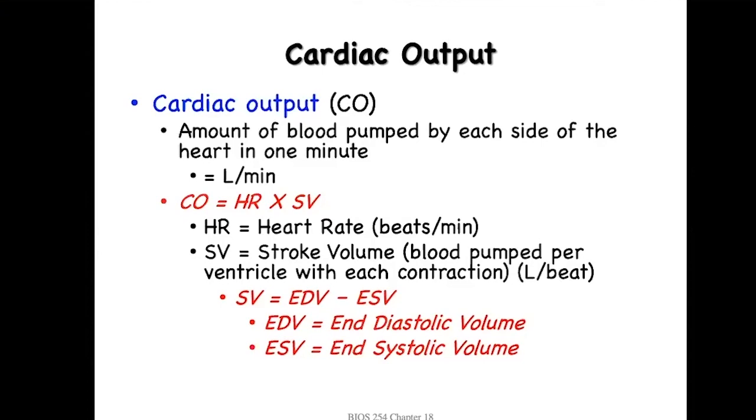The end systolic volume is the amount of blood remaining in the ventricles after they contract and ejection has occurred. So end systolic volume is the amount of blood that remains in the ventricles after systole. The difference between these two numbers will tell you how much blood was actually ejected. Cardiac output on average is about 5 liters per minute, which is the same as the total volume of your blood. Remember that on average, the total volume of blood in an adult is about 5 liters.